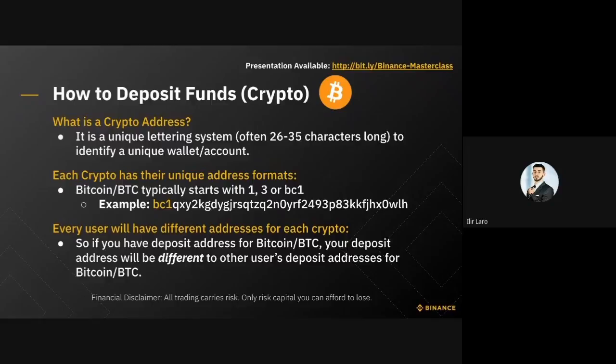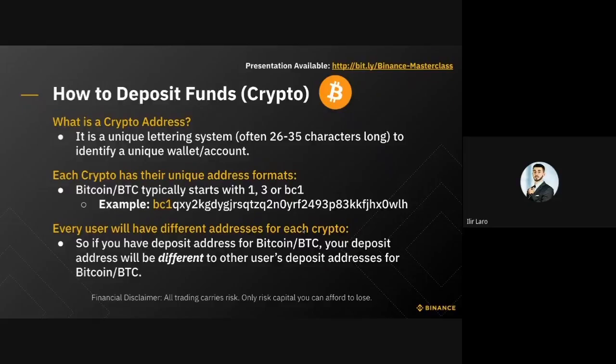Now, the second point is each cryptocurrency has its own unique address format. What I mean by this is, let's take Bitcoin, for example. Bitcoin, BTC, typically starts with 1, 3, or BC1. So this is an example here of a Bitcoin deposit address. You can see here, I've highlighted in 3, that this address starts with BC1. So this just shows me that this is a Bitcoin deposit address.